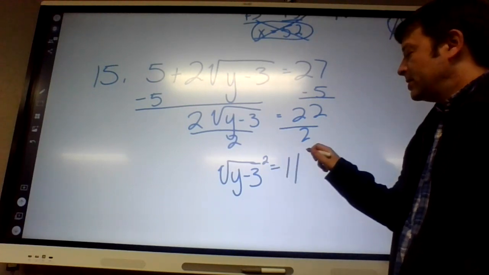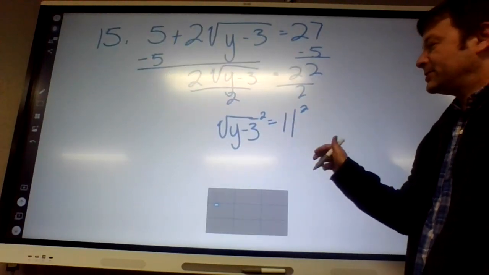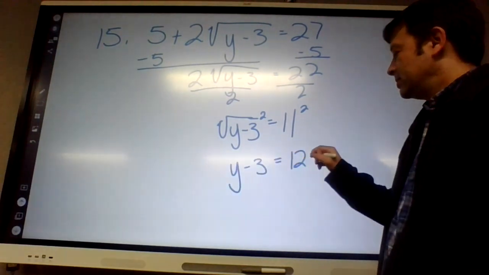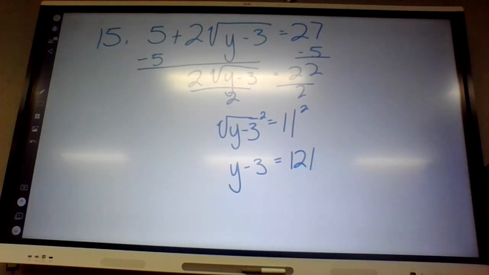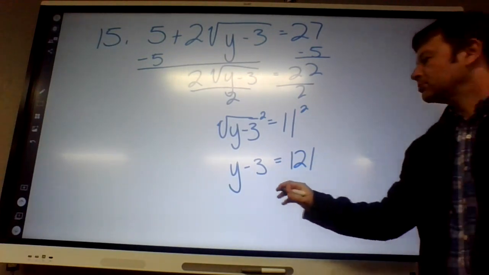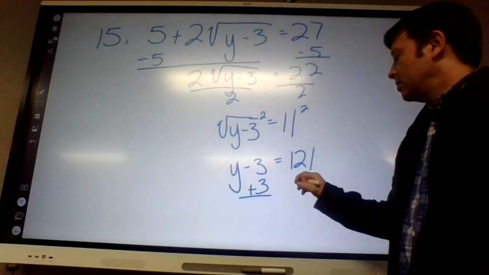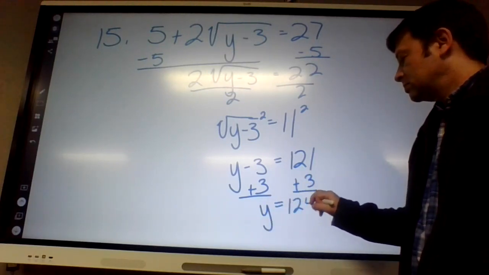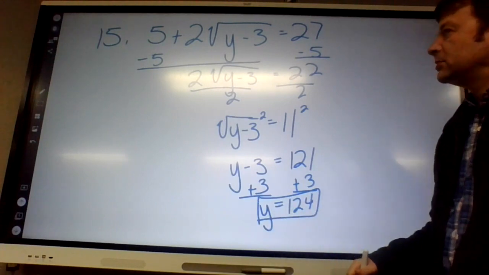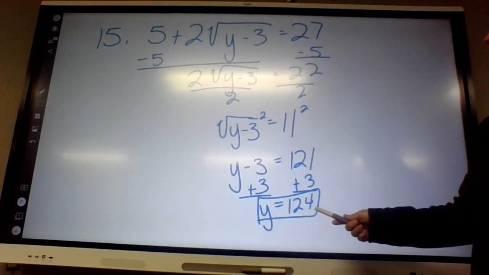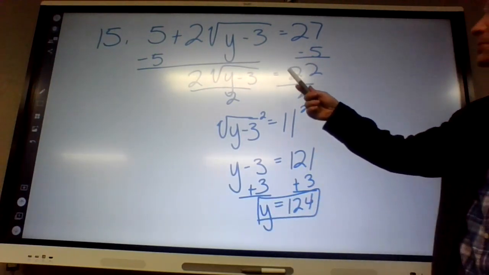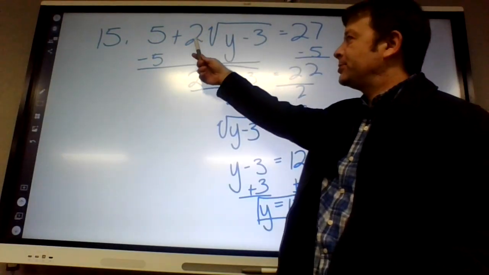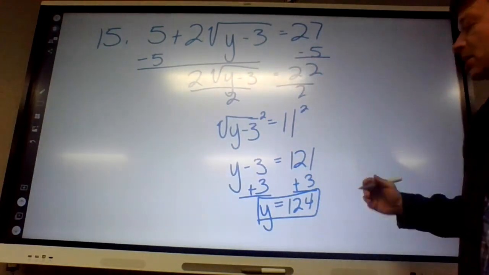Square root. This time it's going to work because both sides are positive and they're going to stay positive, so it's not going to mess up. You guys remember 11 squared? 121. You could still check it just to make sure you did your math right. 124 minus 3 is 121, square root of 121 is 11, times 2 is 22, plus 5 is 27. Yeah, it works, okay.